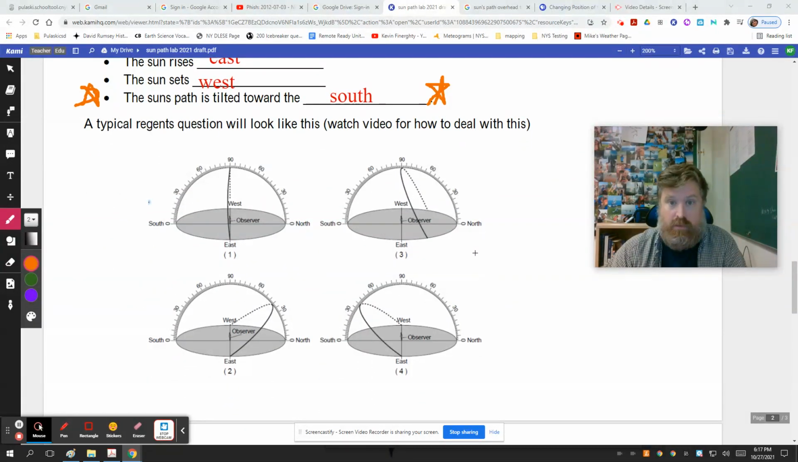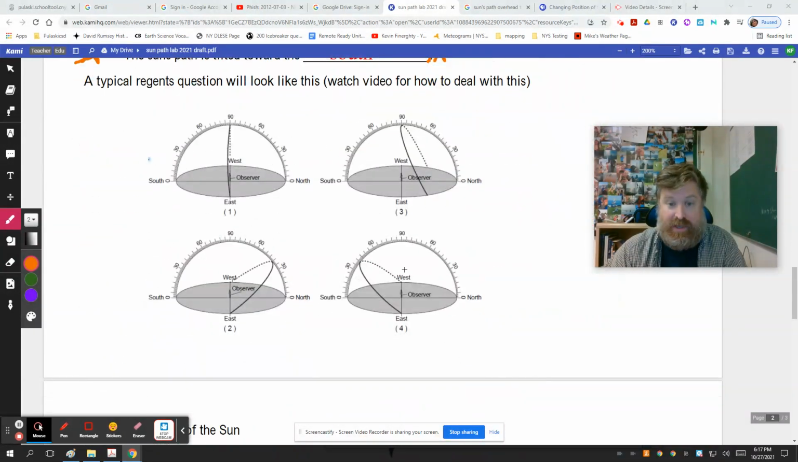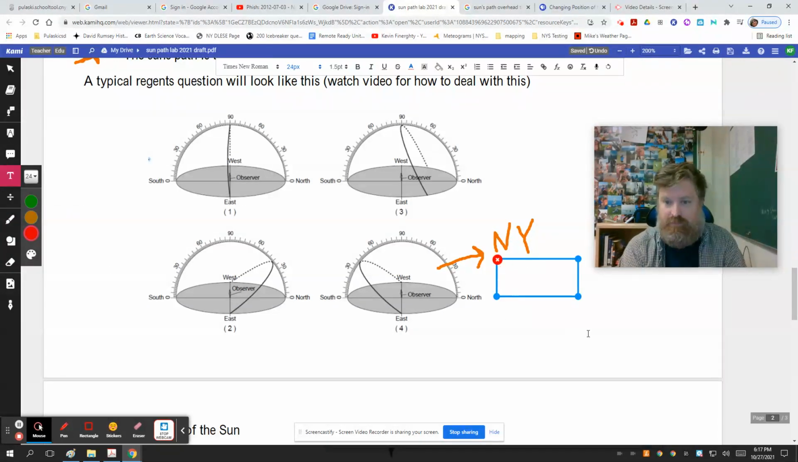which one do you think? What do we want to look for? We want it tilted towards the south. We want sunrise pretty close to east west. And we got that right here. So this one is like New York near the equinox. I'll type that. Near equinox.